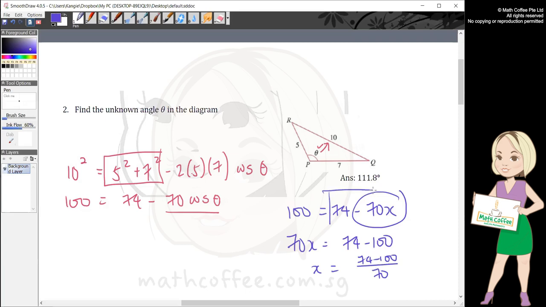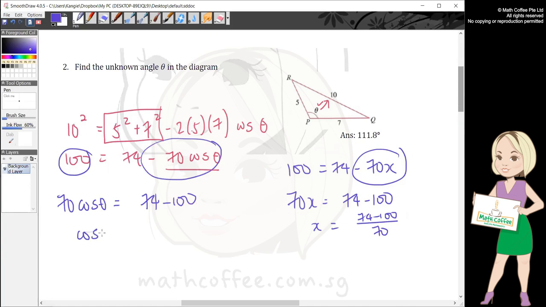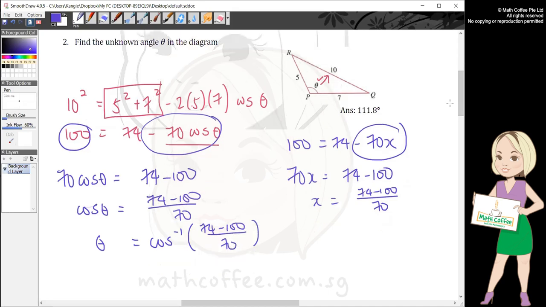But a lot of students go and lump this 74 and 70 together, which is wrong. You understand? So take it this way. Then you will know that what I need to do is bring this over. It becomes 70 cosine theta equals 74 minus 100. So my cosine theta for this case is 74 minus 100 divided by 70. So my theta is cosine inverse of 74 minus 100 over 70. And I will get 111.803.